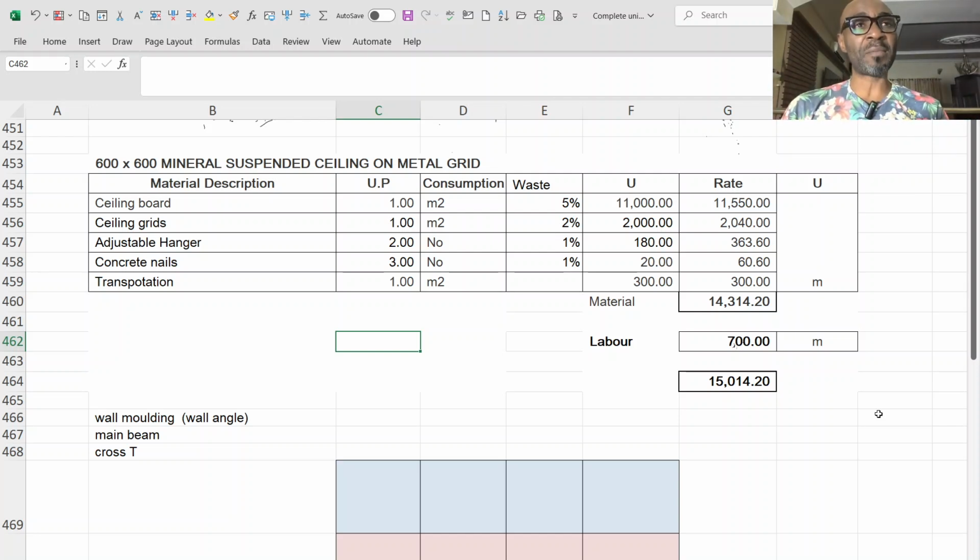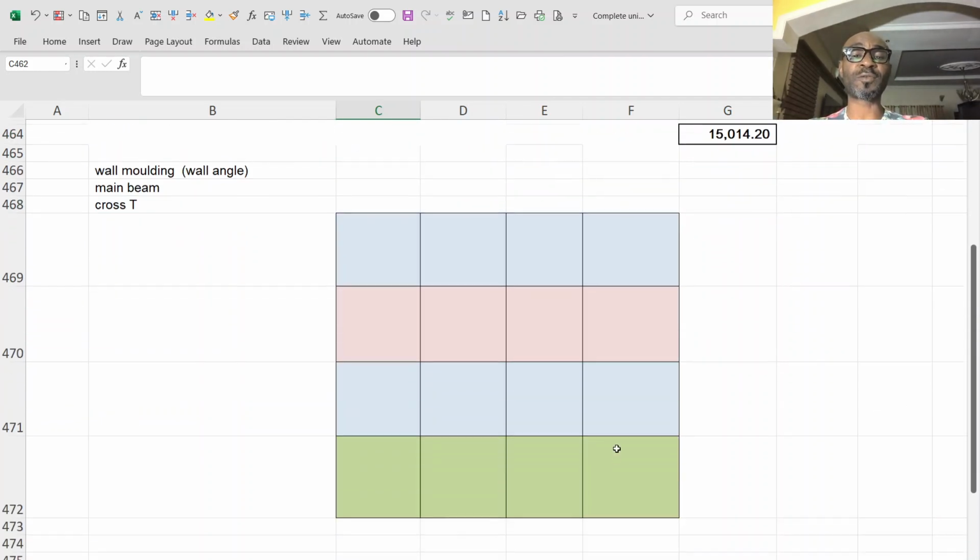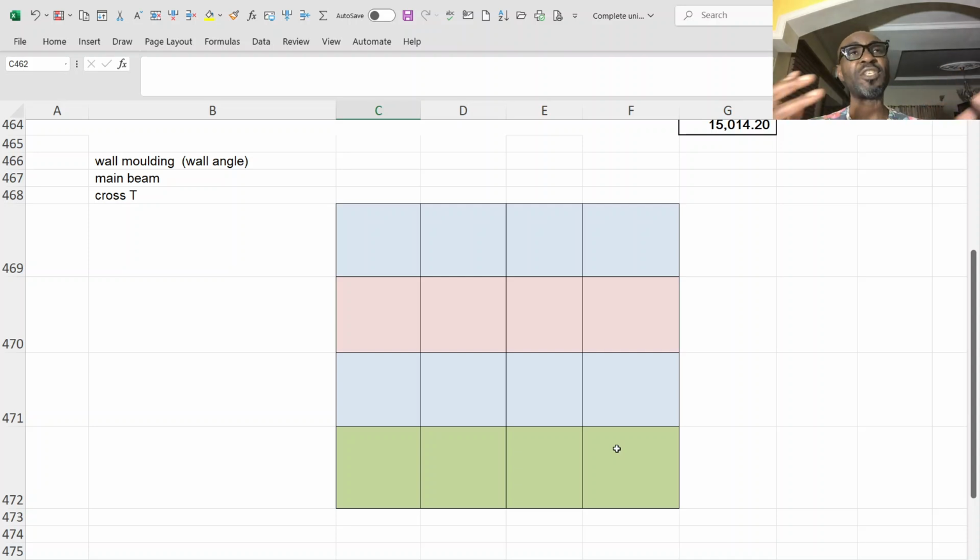And read the manufacturer manuals to take out vital information that will help you have a better price analysis. Like I said, you must first understand the basic principle of how these things are done on site. So I want to take a little of my time to explain these three, four components that make up the suspended mineral ceiling.